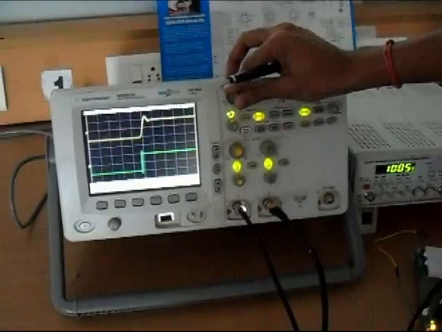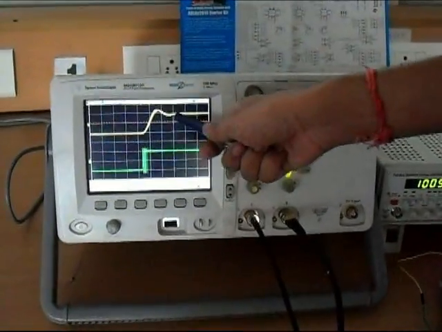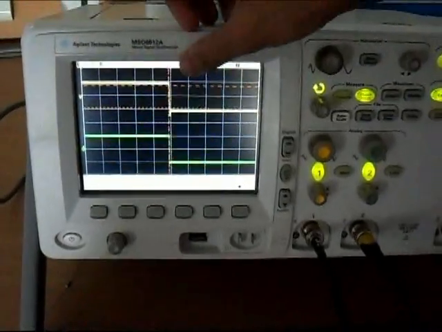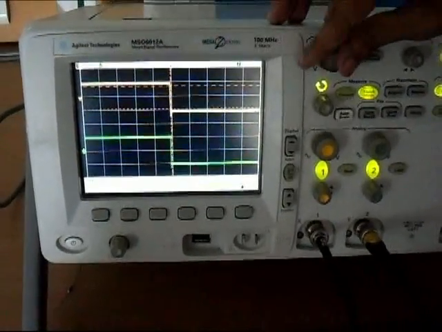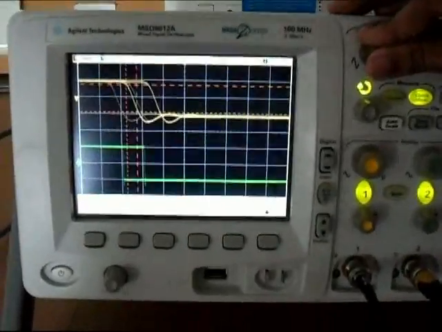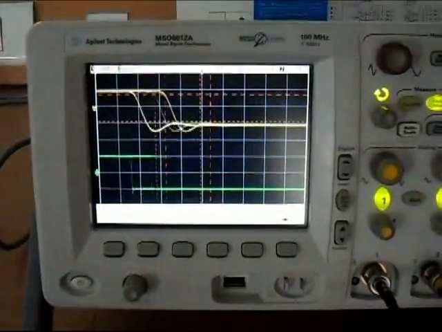As you increase the time period, you can observe the transient response here. This denotes the rise time. Here you can observe the fall time of the transient response. You can observe that as we increase it, we can clearly see the fall time of the transient response.